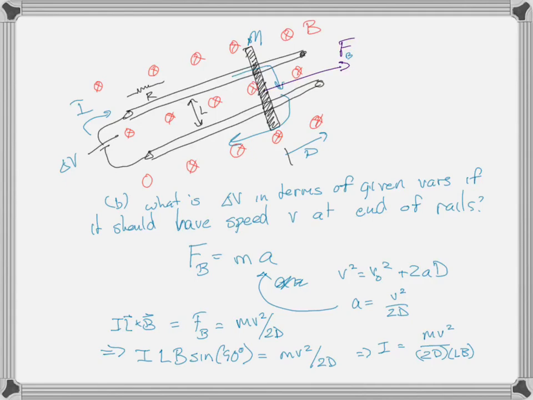So that's the current. But we don't know what the current is, so we can go ahead and say, but we do know delta V equals IR, right? Ohm's law. And so the potential difference must be the current times the resistance, which was given. And so the potential difference, I didn't leave myself much space, is mv squared R over 2d LB. So that's the potential difference.